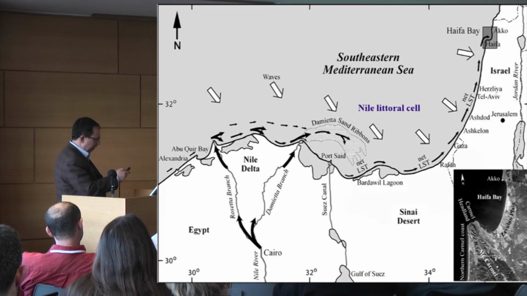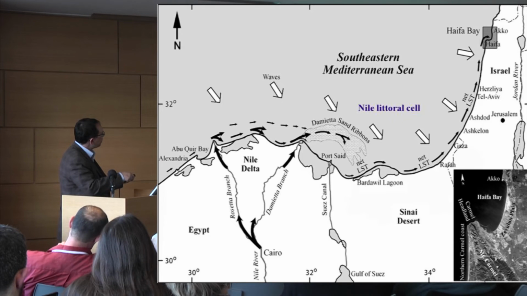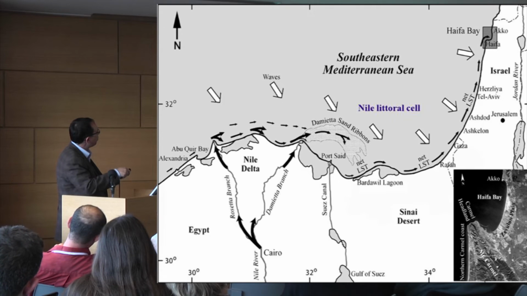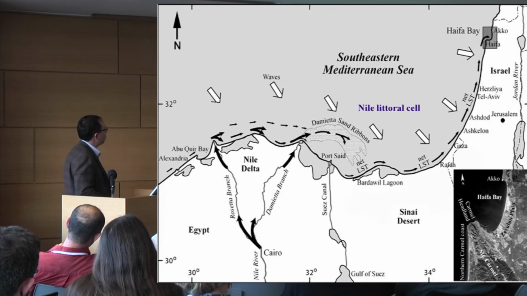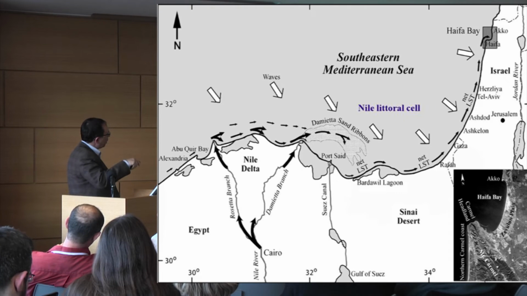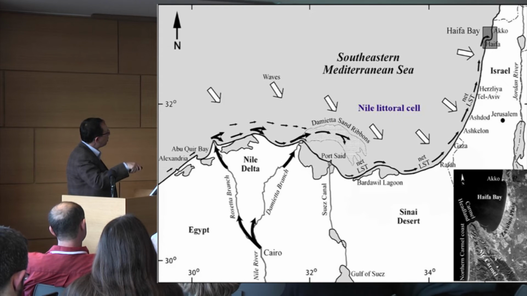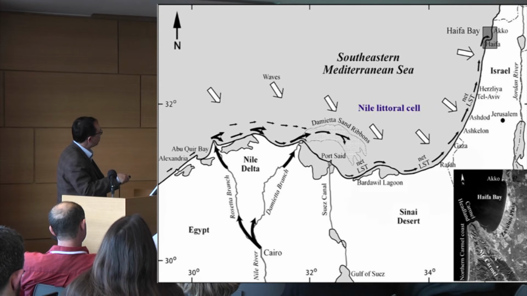The Nile littoral cell, in the Nile littoral, the generators are waves that are approaching from the northwest or from the west direction and producing a longshore sediment transport until Haifa Bay, the terminal sink of the sand that was transported to the Mediterranean by the Nile River.